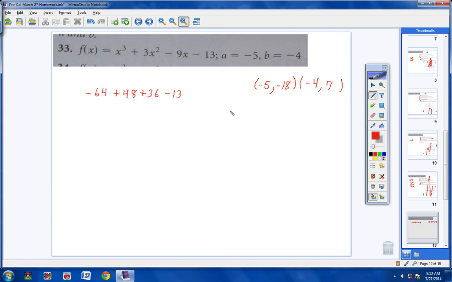Now watch, look at your Y values. Did you have a sign change between your two values? Yes, one is positive and one's negative. Then that means there is a 0 between your two X values. So you know there's a 0 between -5 and -4. So yes, there's a 0 between -5 and -4.